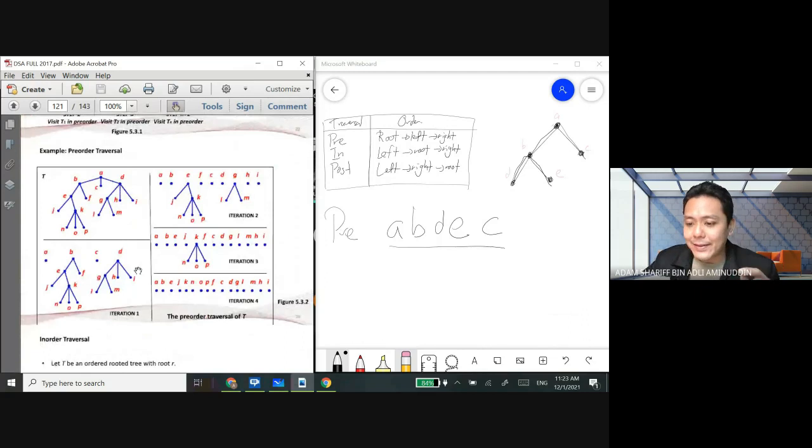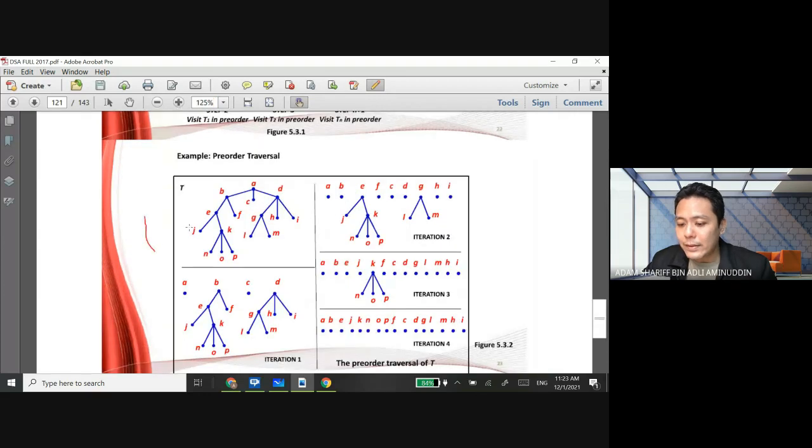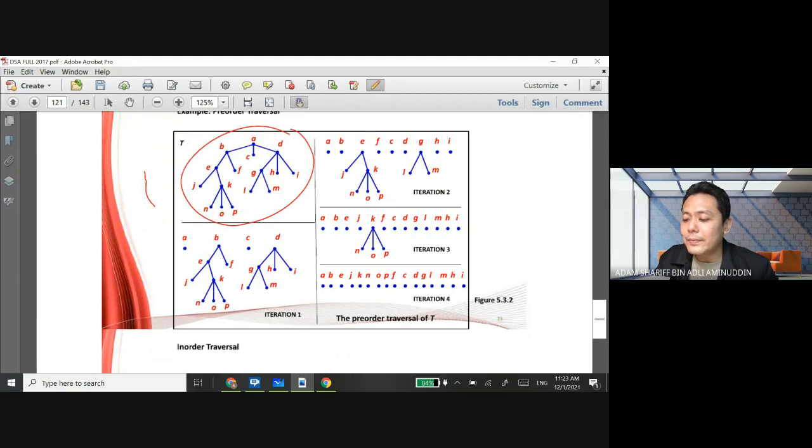Cuba tengok contoh yang panjang kat sini eh. Saya pun nak conteng kat sini macam mana eh. Sekejap. Edit. Tak boleh. Ha, ni dia. Alright, saya cuba conteng dekat file PDF. This one eh. You take out the root first, A. And then you travel to left, B. Bawa keluar A. And then we choose B. Left, left. So, A, B, E, J. Dan habis left, we move to the right, which is K.